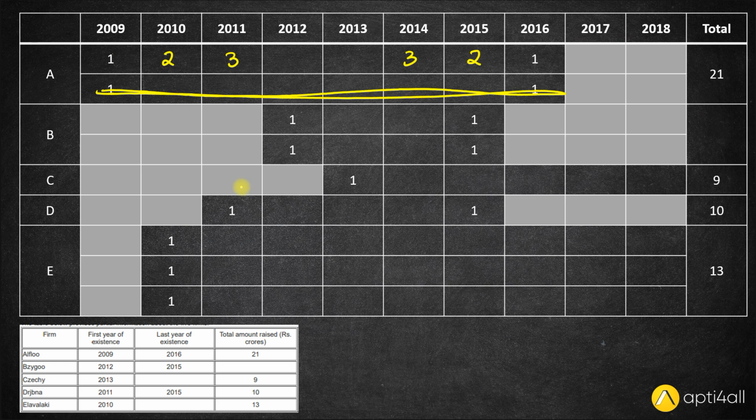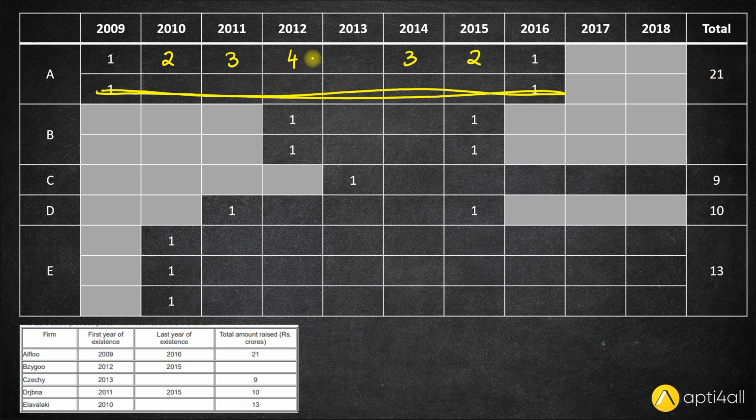Okay. So let's calculate the total amount raised so far. 1 plus 2 plus 3 is 6, 1 plus 2 plus 3 is 6, 6 plus 6, 12. Out of 21, 12 crores have been raised. Okay. So we are left with now 9 crores. 21 minus 12 is 9.